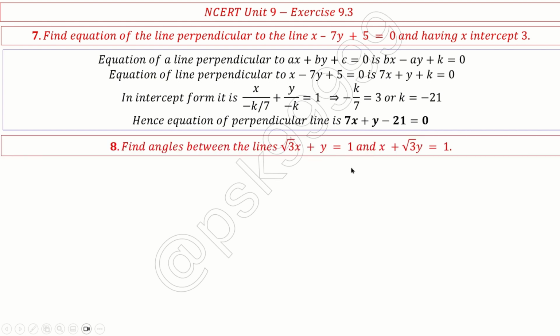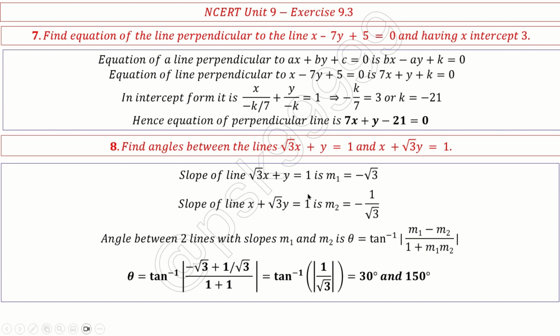Find the angle between these two lines. This is very simple. Find the slopes and then put in the formula: theta equal to tan inverse of the absolute value of m1 minus m2 divided by 1 plus m1 m2.